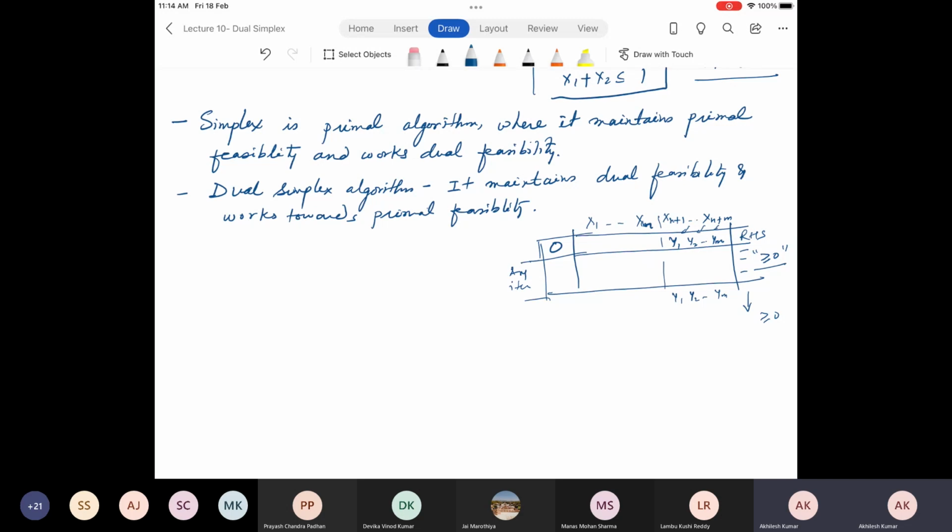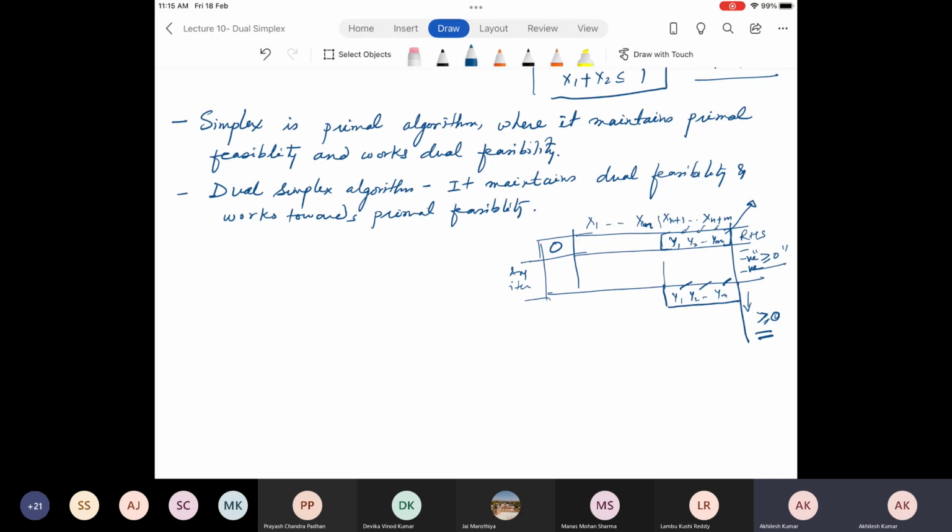When we talk about dual simplex, your y1, y2, y3, ym will be feasible to your dual problem, but on this side you will have negative values. The moment all the negative values are gone, it will become primal feasible, right? Yes, sir. The moment it becomes primal feasible, this is always maintained as dual feasible. So whatever y1, y2, ym values you see under the slack variables in the zeroth row for dual simplex, it will always be a feasible value. So let's try to understand this with an example.